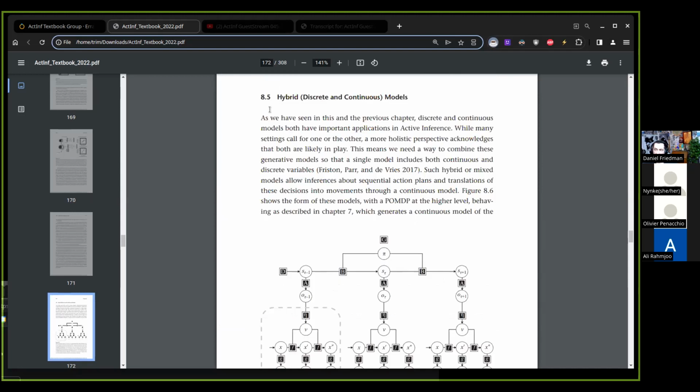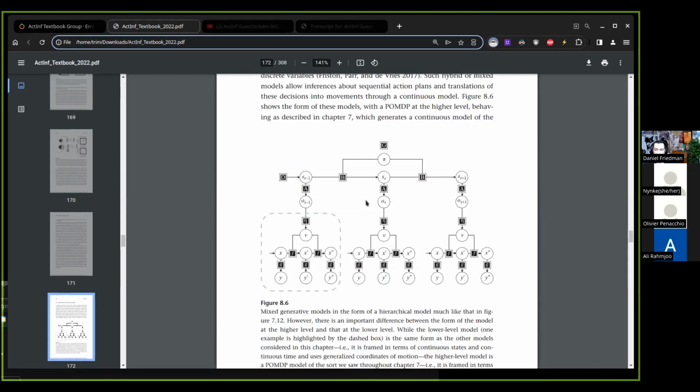Section 8.5 gets to hybrid, discrete, and continuous models. So here we see a nested model. There's a line that's supposed to be between pi and g, obviously. And in the top level, we see the discrete time generative model, t minus 1, t, and t plus 1. We see all the letters that we know and love from chapter 7, A, B, D. But then within each time step of the higher order model, we see the continuous time model with the generalized coordinates of motion. And so this was unpacked in Livestream 46.